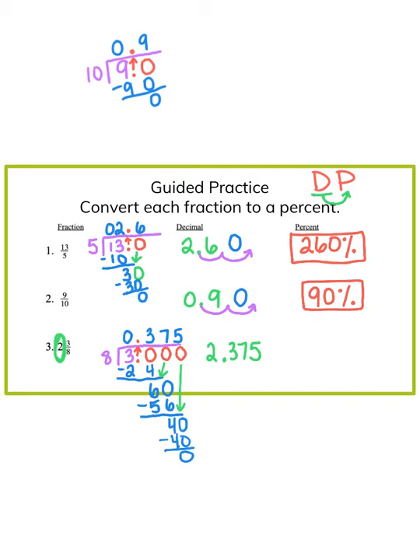Now I need to convert this decimal to a percent. And I know I need to move my decimal point over 2 spaces to the right. 1, 2. So my percentage is 237 5/10%. I'm going to include my percentage sign in my answer.